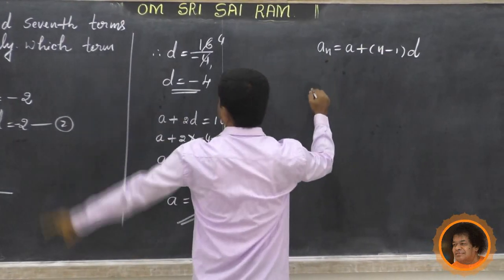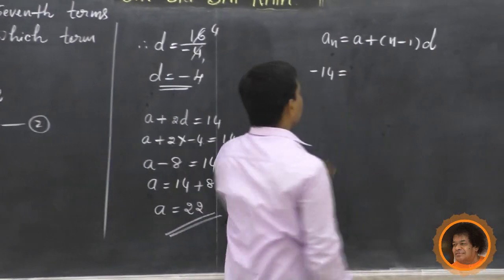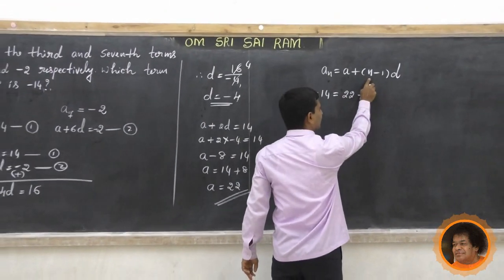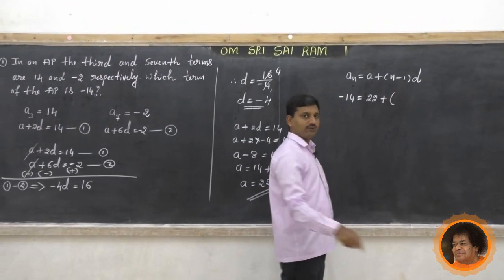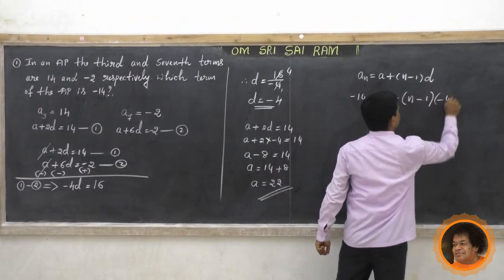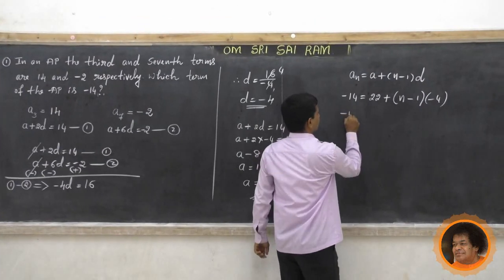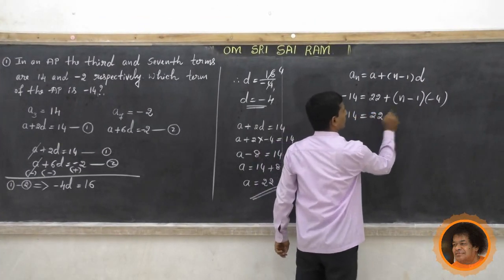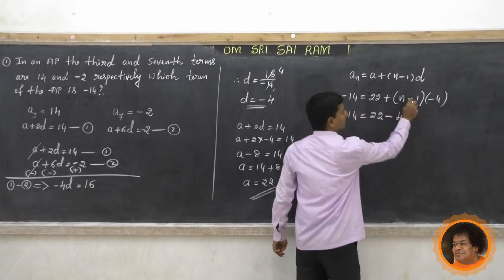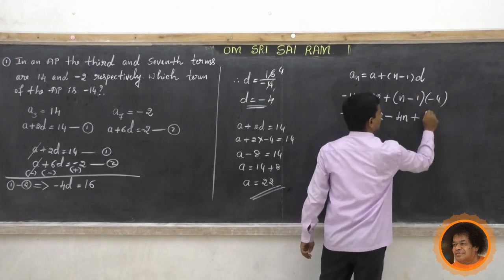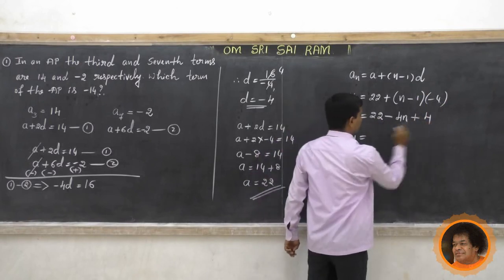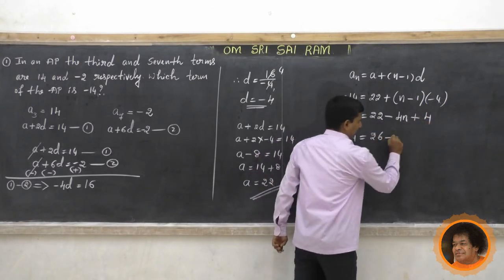So an, that is minus 14, equal to a, first term, that is 22, plus n minus 1 into d, where n is the number of terms, which term? So therefore we have to find the value of n. d value is minus 4. Now simplify. Minus 14 equal to 22, minus into plus that is minus 4 into n, 4n, minus into minus plus 4 into 1, 4, or minus 14 equal to 22 plus 4, 26, minus 4n.